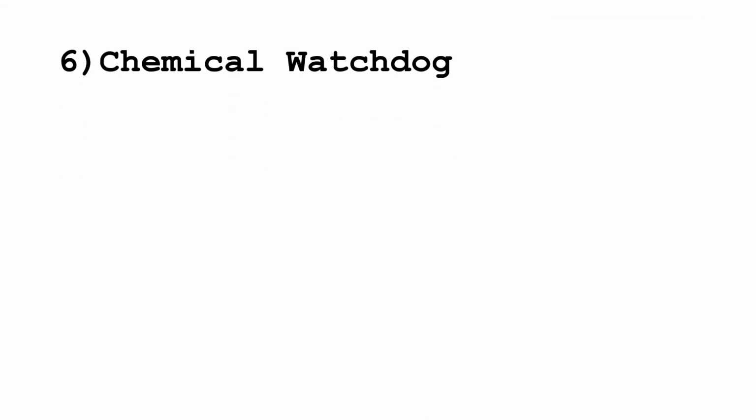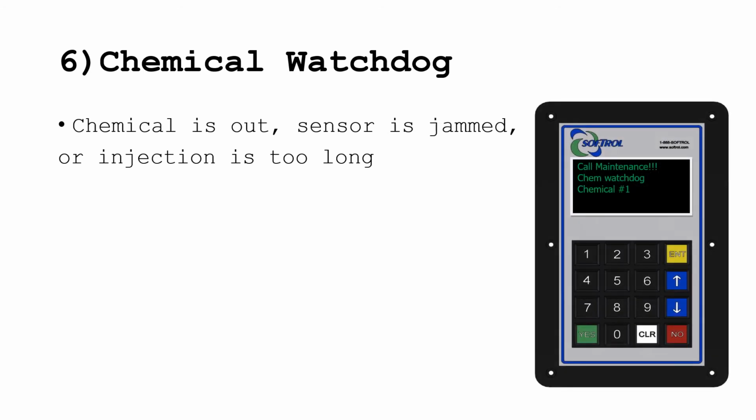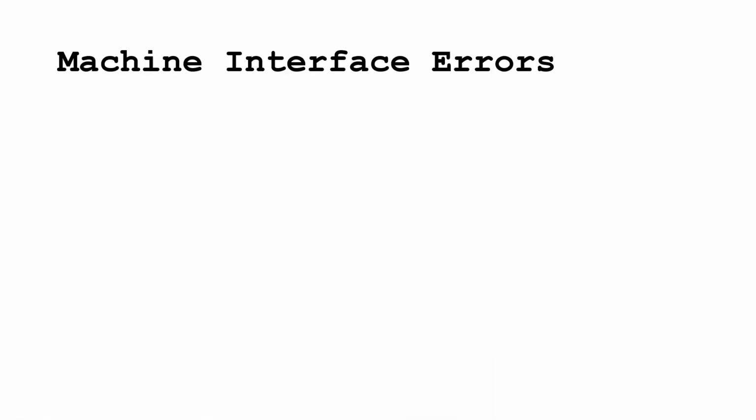6. Chemical watchdog. When the flow meter senses that a chemical is out, a sensor is jammed, or an injection is taking too long, the machine will show this error. If the alarm is due to hardware issues, please refer to the video clearing a chemical watchdog error. The machine interface can have 6 errors that it displays.